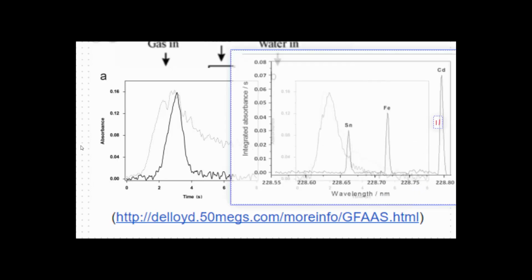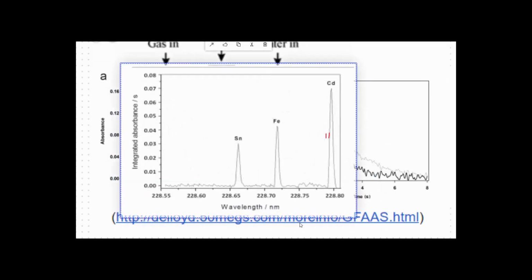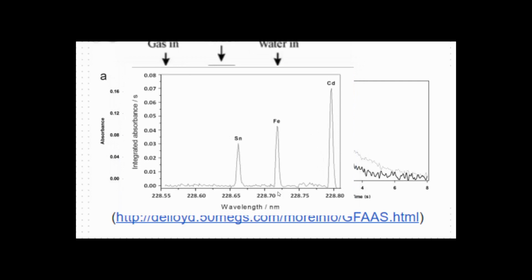And that is going to be compared to something like this, which is a flame AA, and this is an integrated absorbance. So it's been cleaned up a bit, but this is a flame AA output. This is a spectrum. Notice the wavelength differences here in nanometers. We have 228.65, we have 228.8. So you see, we can get some really good resolution.